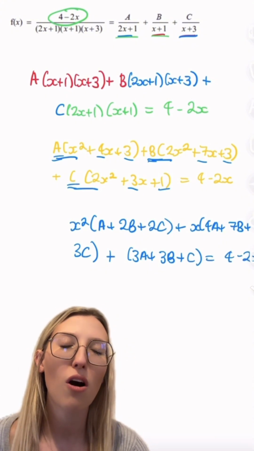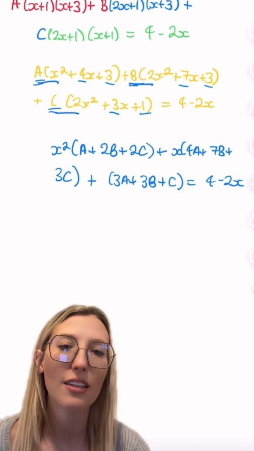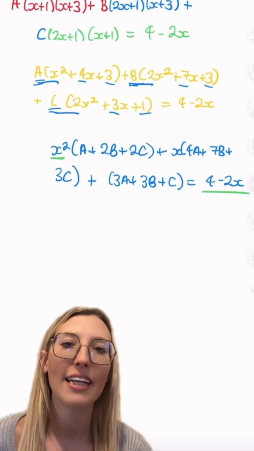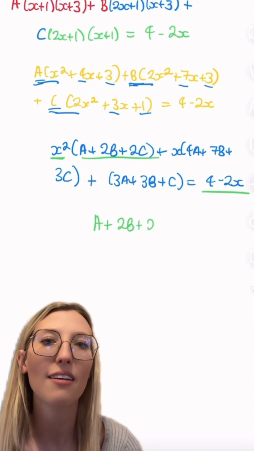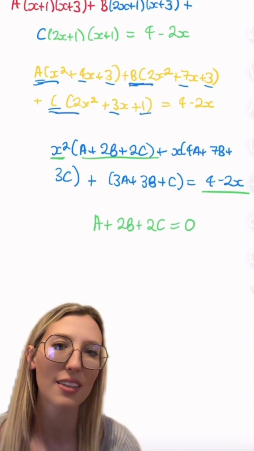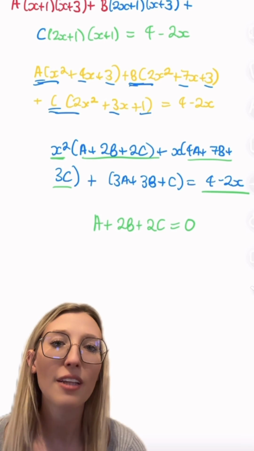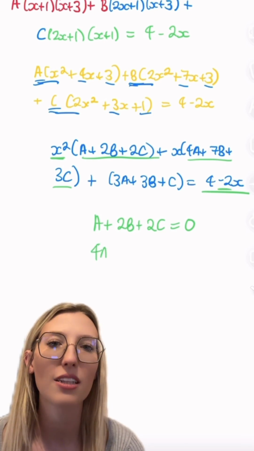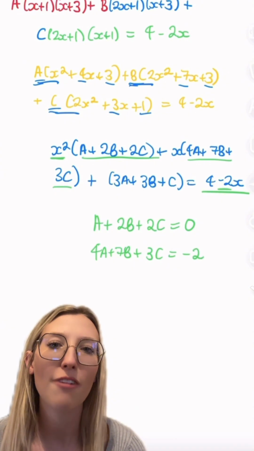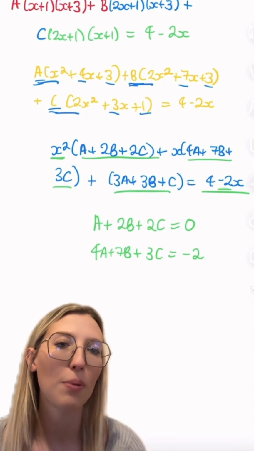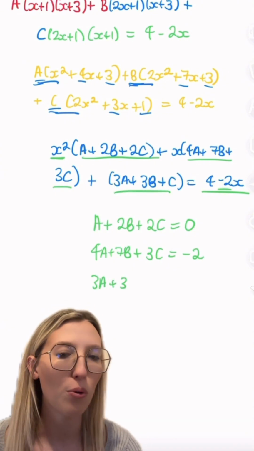Now we can see on our right-hand side that we do not have any x squared terms. So that must mean what's inside the brackets here, our A plus 2B plus 2C, must equal 0. Then for the x terms, we've got a minus 2x. So what's inside of the brackets must equal minus 2. And then finally, we've got 3A plus 3B plus C, which must equal our 4.